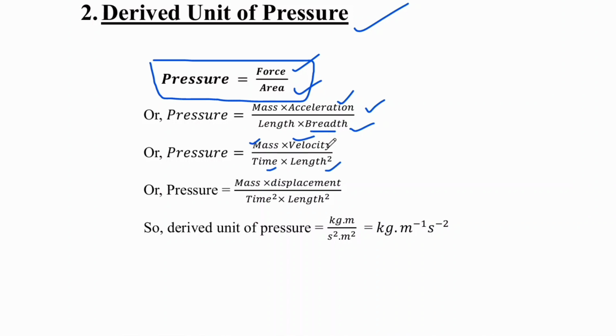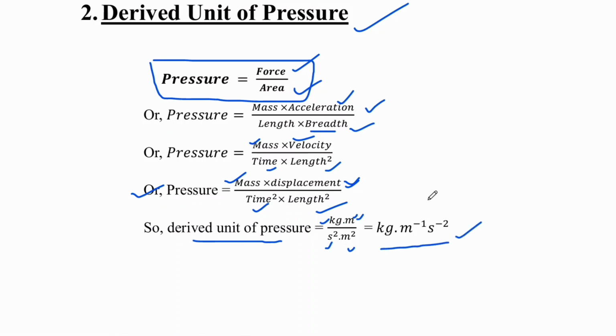Now the velocity can be broken as displacement by time. So ultimately we are getting the equation for pressure as mass into displacement divided by time square and length square. So all are these fundamental physical quantities. So the derived unit of pressure is the unit of mass, unit of displacement, unit of mass is kg, and unit of displacement is meter, and unit of time square, that means second square, then unit of length square, that means meter square. Then 1 meter will cut here, and then ultimately we will get the derived unit of pressure as kg meter inverse second to the power minus 2.